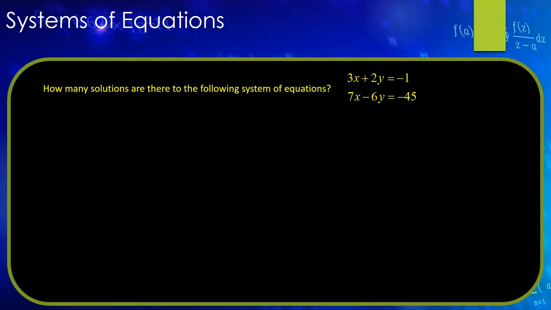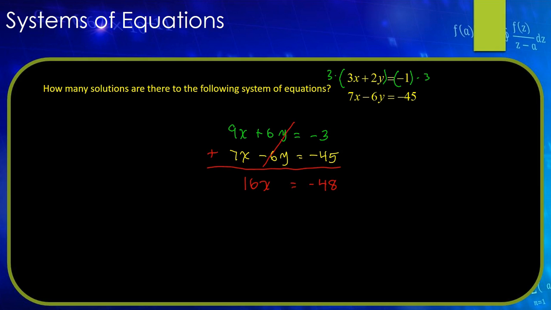For me, when I look at this, it looks like it's already set up for doing elimination. If I choose to eliminate the y's, because 2 is a factor of 6, they already have opposite signs. That's the easiest way to go. Whereas if I choose to eliminate the x's, I'd have to multiply both equations by something to get a common coefficient in front of the x. So I chose to eliminate the y's and simply multiply the top equation by 3, making the top equation 9x plus 6y equaling -3. The bottom equation was left alone.